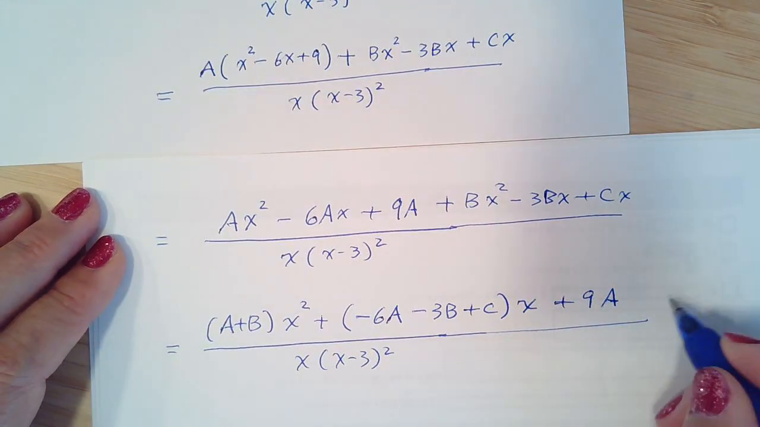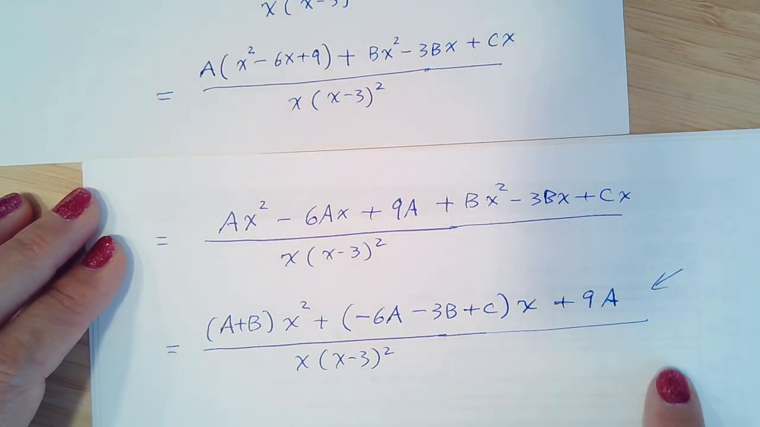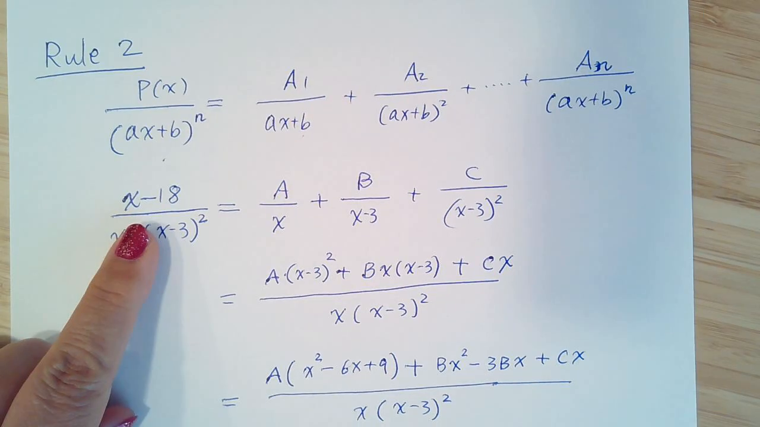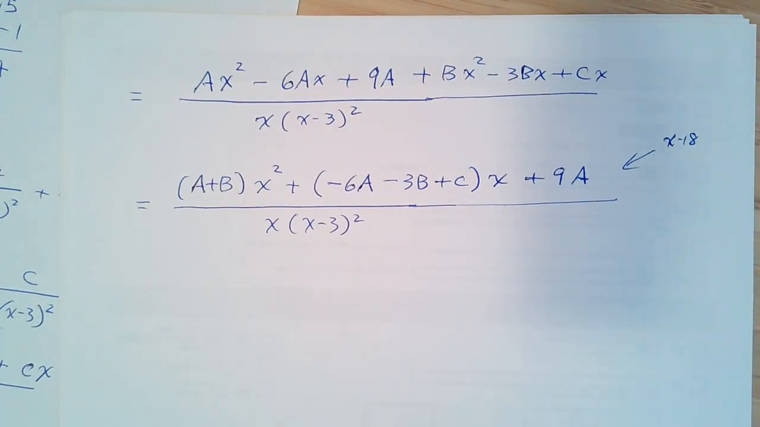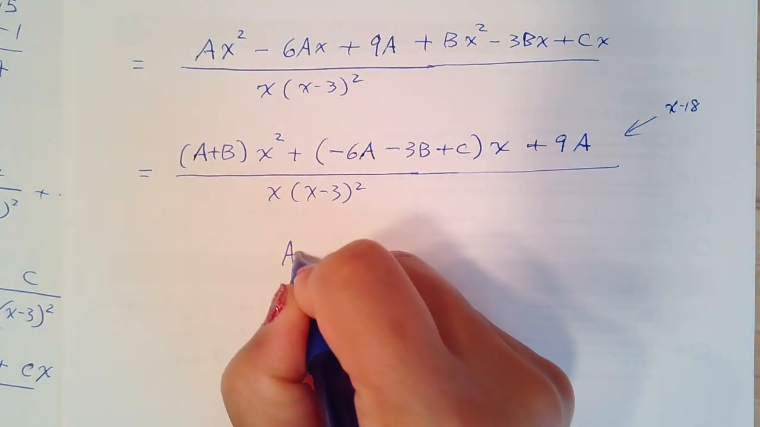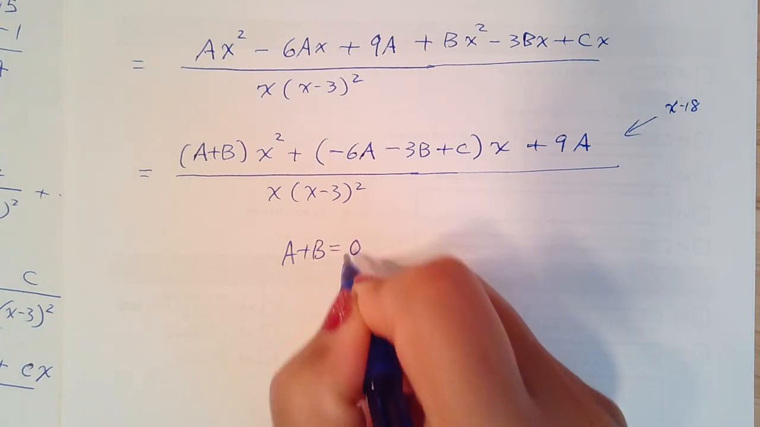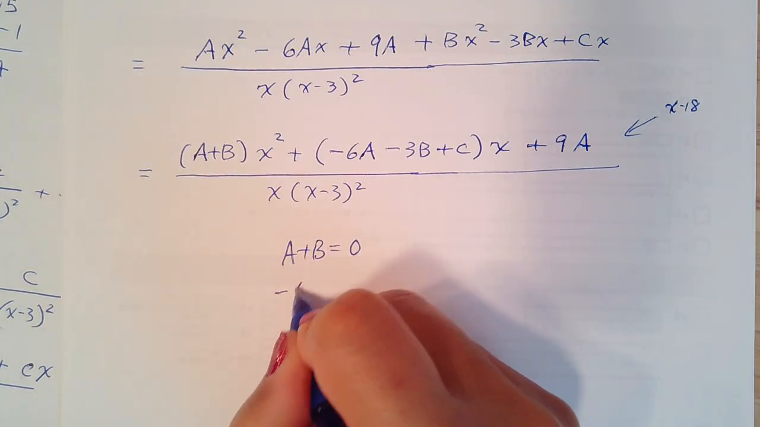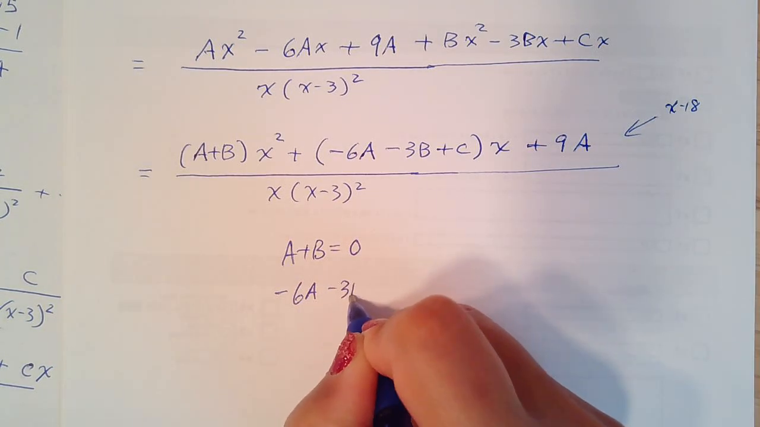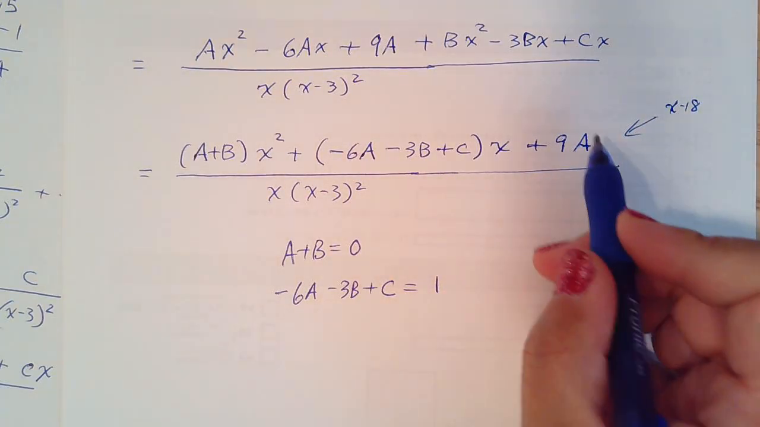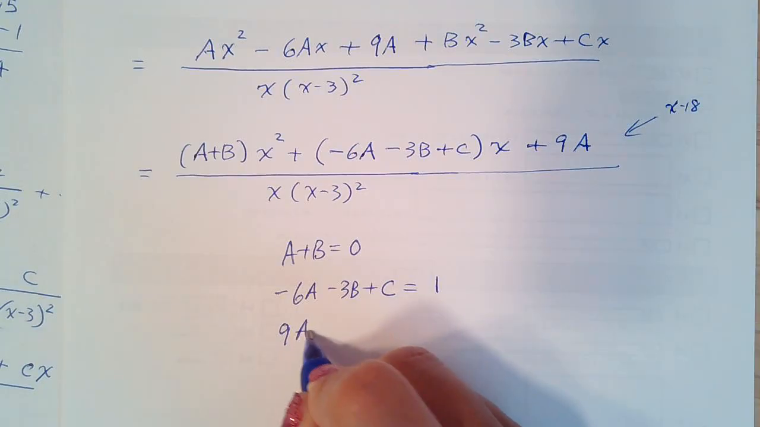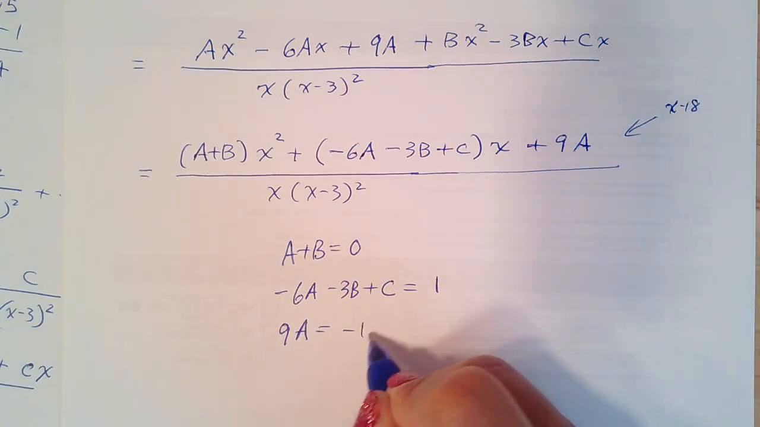I will compare this numerator with this, x minus 18. So that got to be x minus 18. Then what do I know? I know this. I know a plus b is 0. And I know negative 6a, negative 3b plus c equals 1. And also I know 9a equals negative 18.